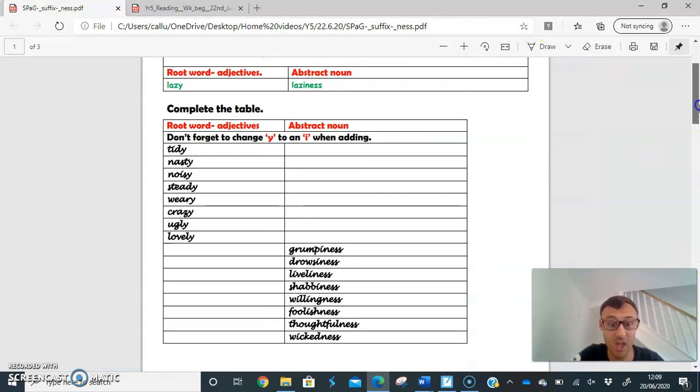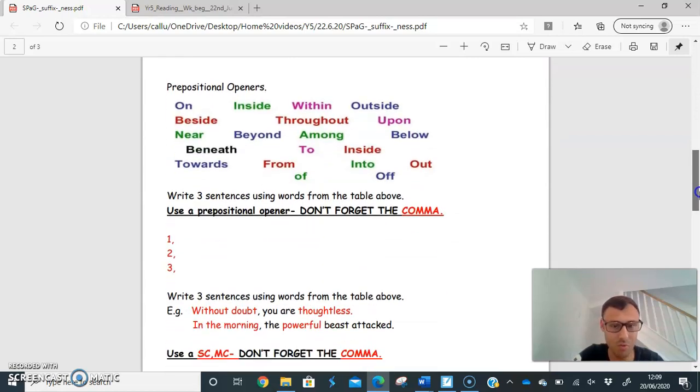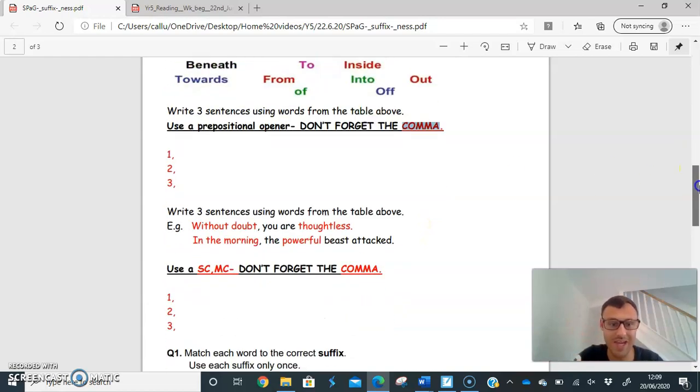SPAG, same thing goes. Mrs. Ayton spends a lot of time on the SPAG. It's great sentences you always send us. We do enjoy them. Prepositional opener. Well, here you've got some here. Remember, after an opener, you have a comma. Among the trees, and then whatever it is you're going to say.